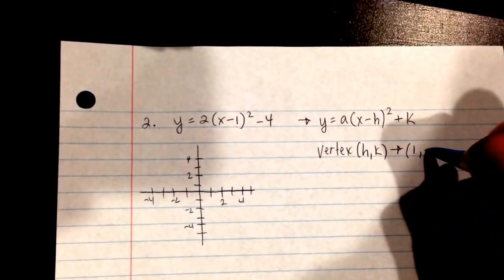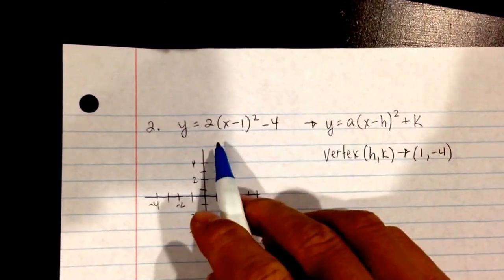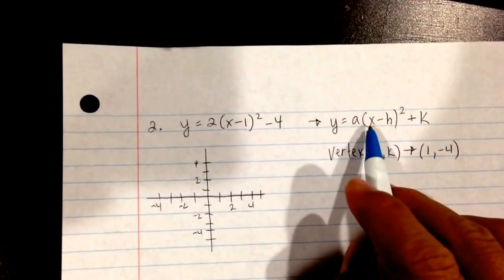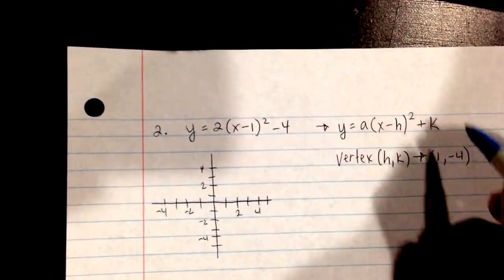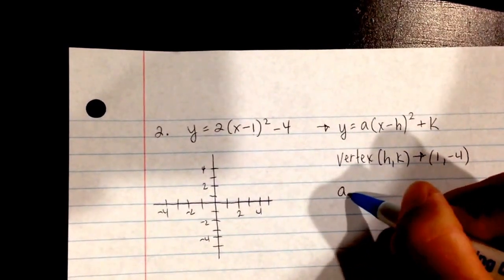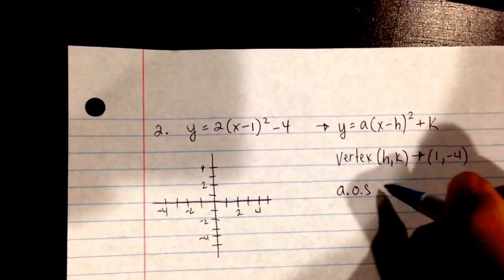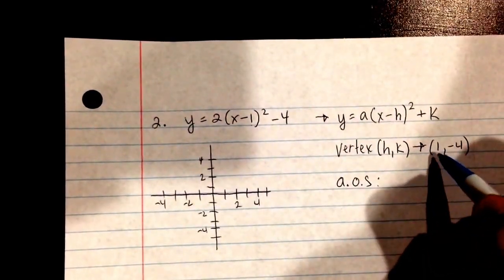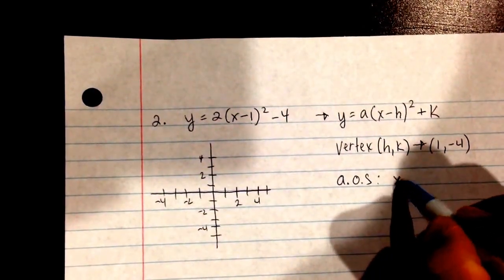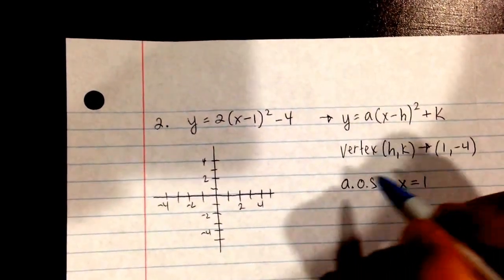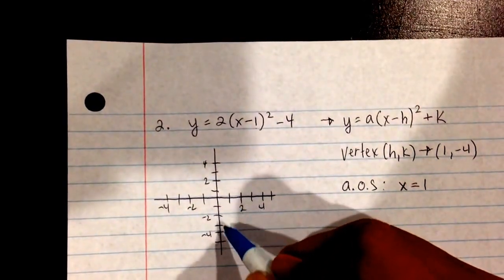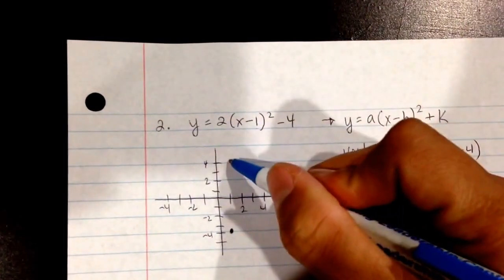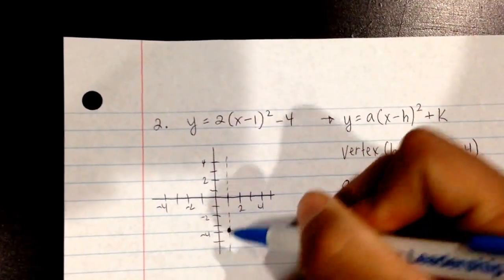Okay. Now remember, the only reason why I can take the opposite is because it's already in vertex form. Alright? So now I got 1, negative 4. Your axis of symmetry, well, you know that the vertex always lies on the axis of symmetry. So since the x-coordinate is already 1, we know the axis of symmetry must be 1 as well. Okay? Let's come over here and find our vertex, 1, negative 4. And we know the axis of symmetry is where the vertex lies.